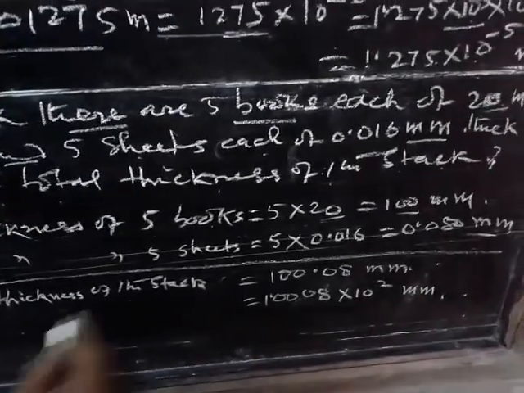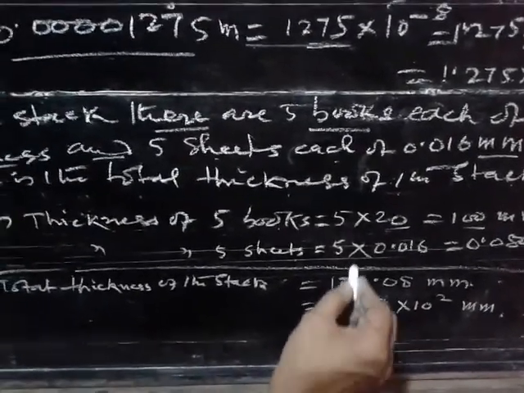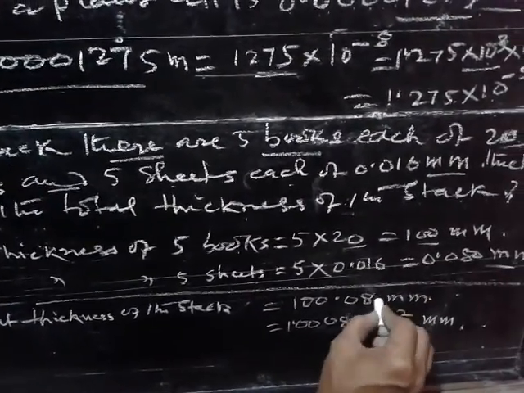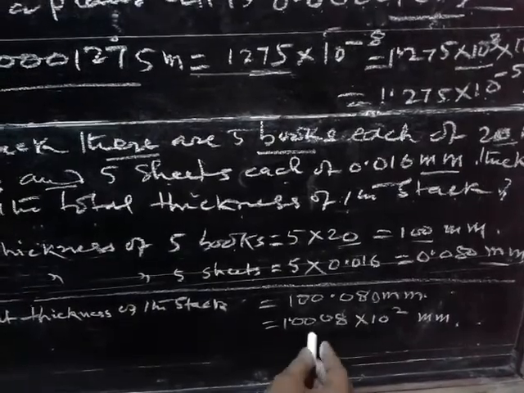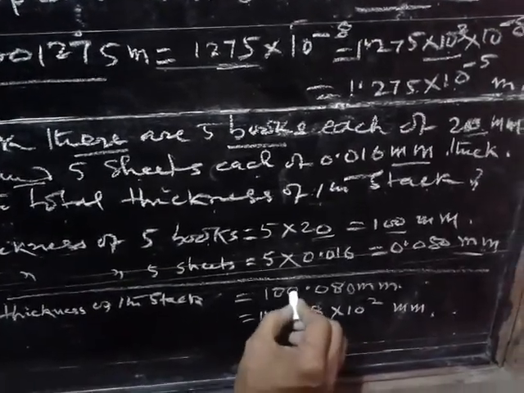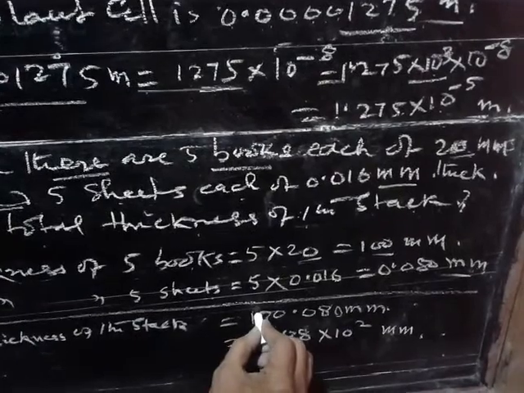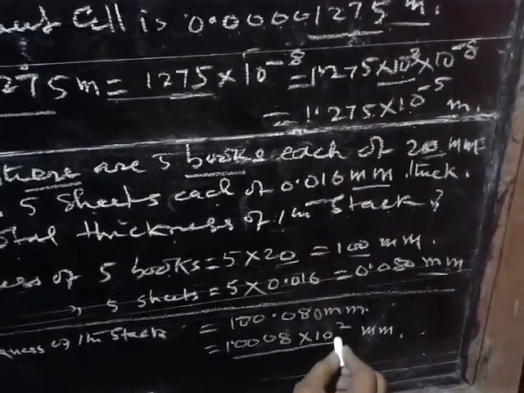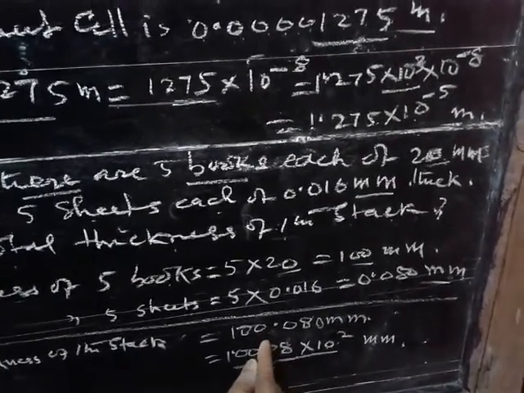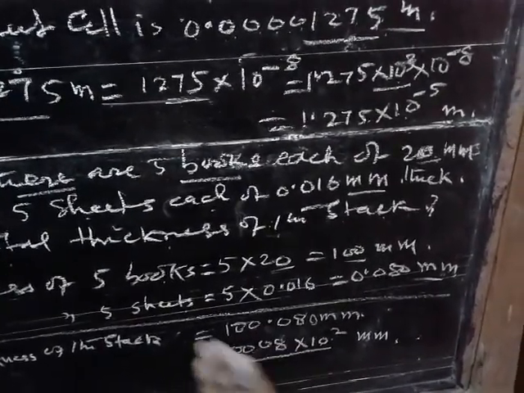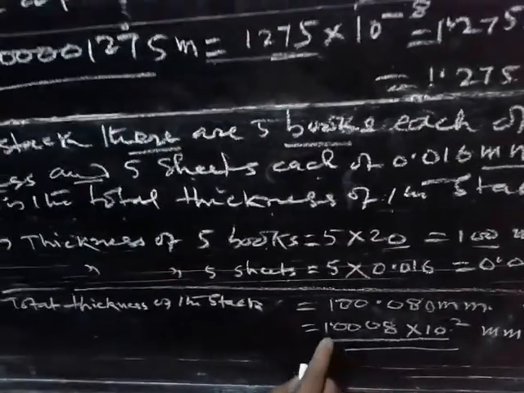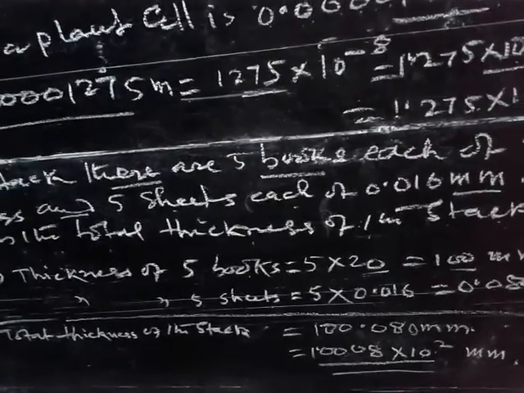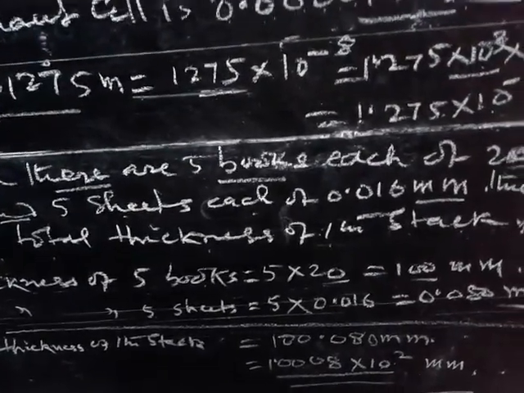Now the total thickness of the stack will be, this is just added, this is 100.08, after this 0 there is no value over there. So we are now shifting this point here to here, that is it is actually just multiplied by 10 square. 10 square means two decimal places it will be shifted from right to left. So it is coming 1.008 into 10 to the power 2, and this is in millimeter. This is the answer. Thank you very much.